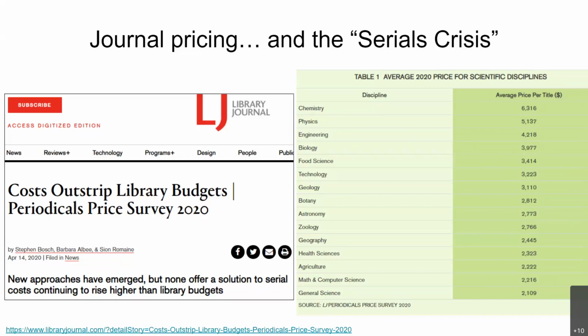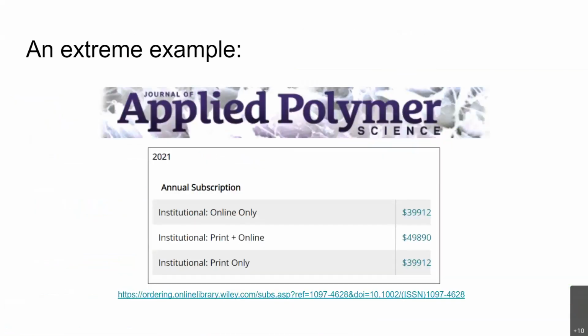A lot of libraries are reaching that point now because it's been so long that we've been trying to maintain this. You can see on the table there the average price per title for certain disciplines. Chemistry has the notorious label of always being the highest. This is perpetually the case, and definitely lots of the other sciences as well. So the average price is around $6,000 per title per year. But remember, we generally purchase these as big bundles anyway, so that's just an indicator.